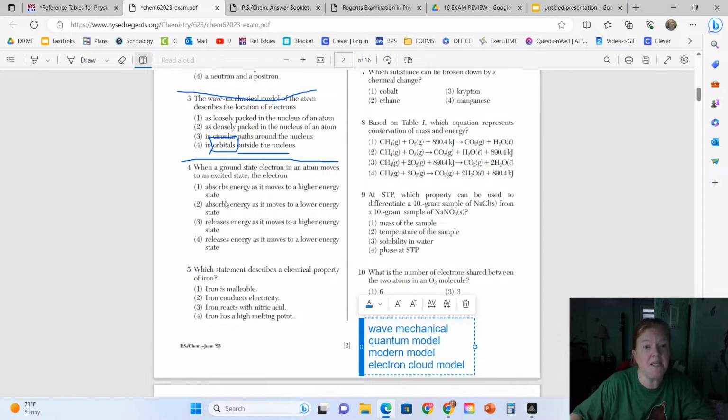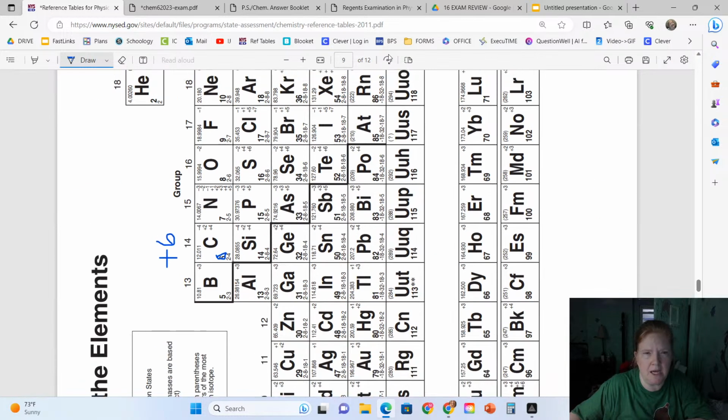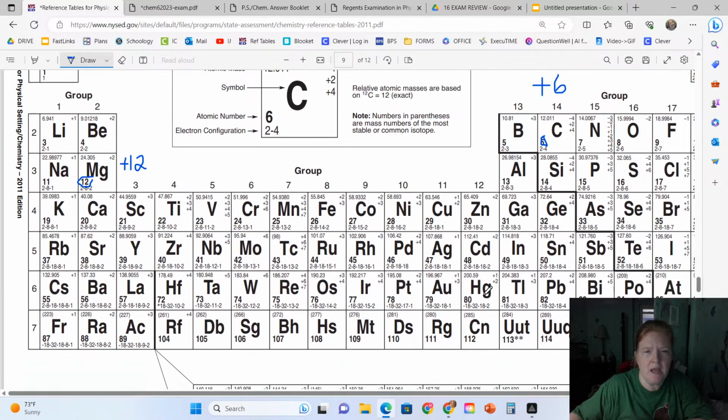So for question 4, yes. I'm going to go through ground state and excited state because this definitely gets confusing, and I don't know which way they will ask the question. So I'm going to look at the reference table for a minute, and I'm going to go to the periodic table though. Okay. And I'm going to use, let's see, calcium as an example.